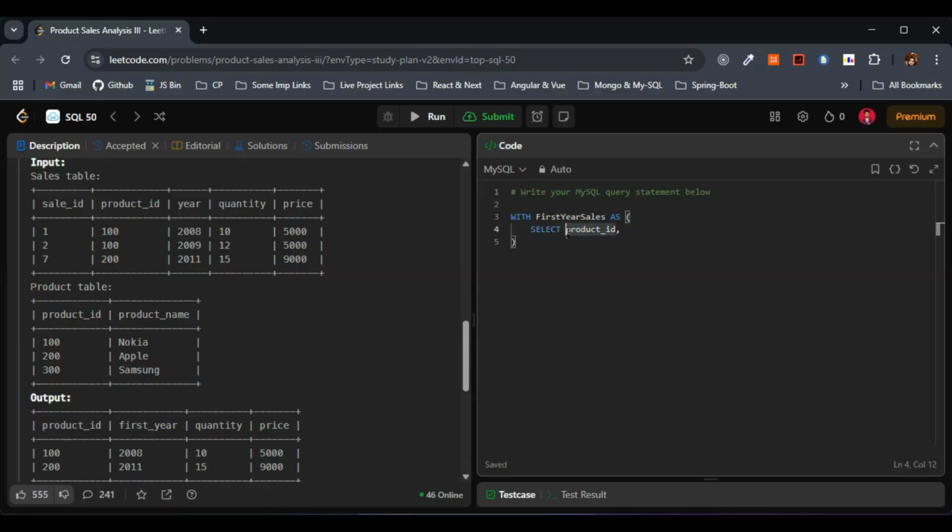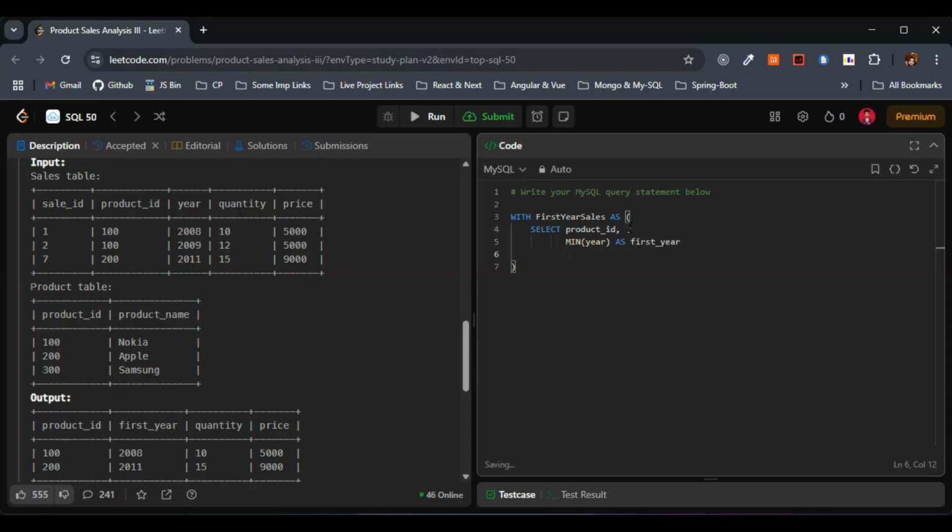So we have selected the product ID. Based on the product ID, we will be selecting the first one, right? So that is the reason we will be making use of the min keyword here. So let me go with min of year as first year. So this one will be first year.